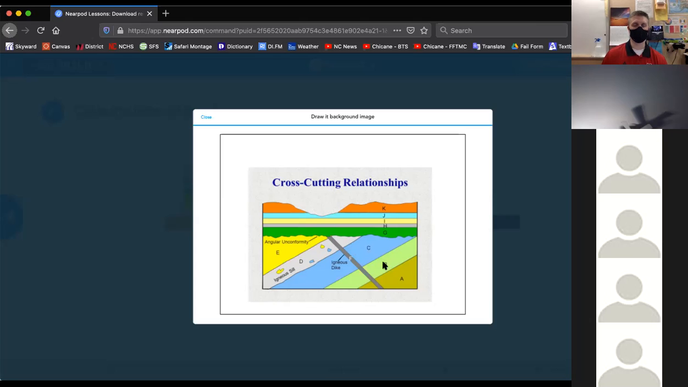All right, so in this diagram, the oldest is going to be A. Because of original horizontality and the law of superposition, originally those rock layers were horizontal and flat, so A would be at the bottom. And then these are in order of how they form. So A, B, C, D, E, F, and then G through K.